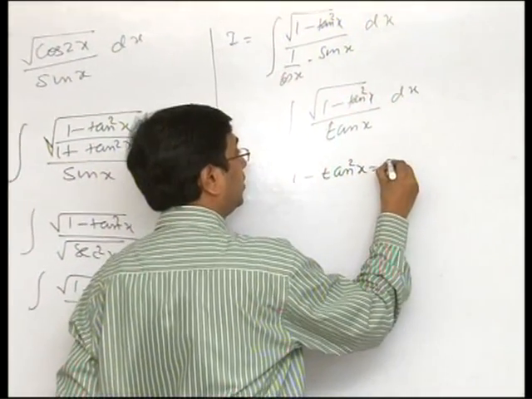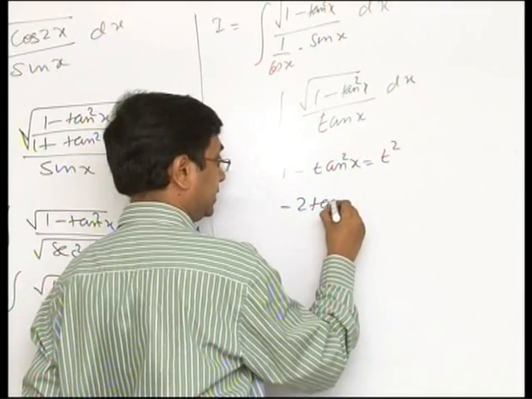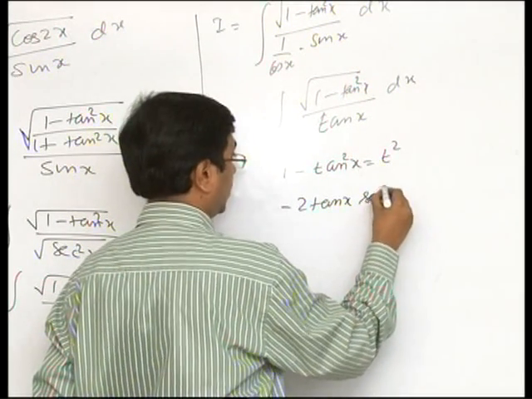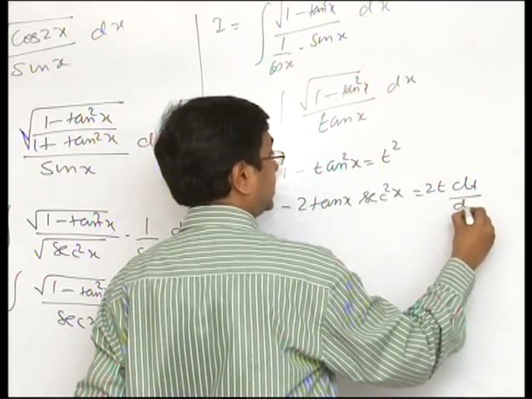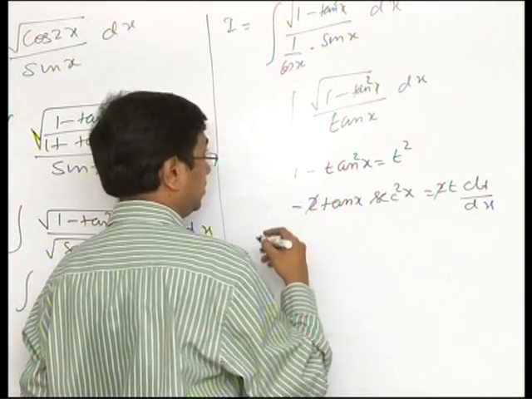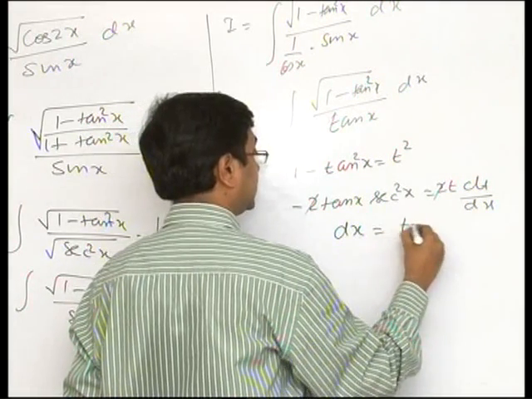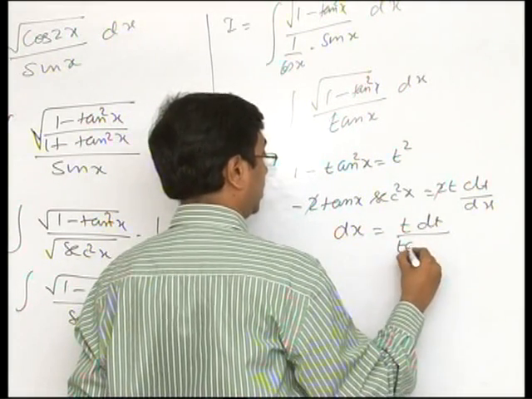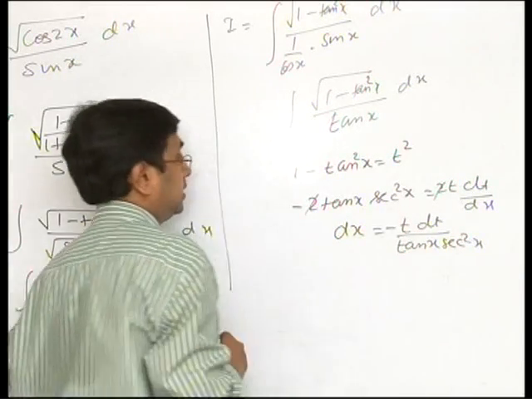Maybe if we put 1 minus tan square equal to t square, what do we get? Minus 2 tan x, right? Sec square x, 2t dt by dx. So this gets cancelled. I don't have anything there, so I'm getting the value of dx as t dt upon tan x sec square x, obviously with a minus sign.